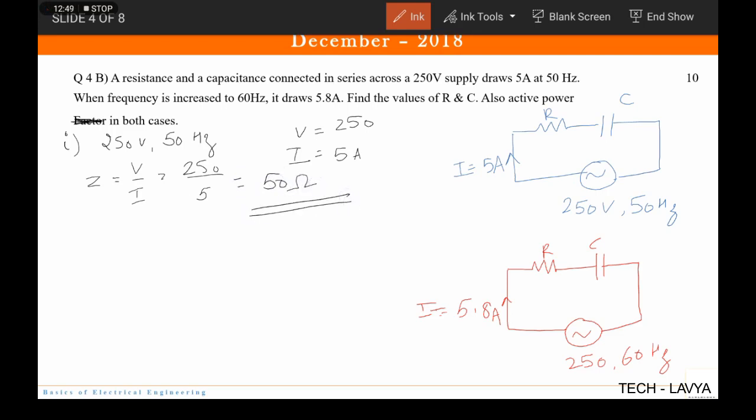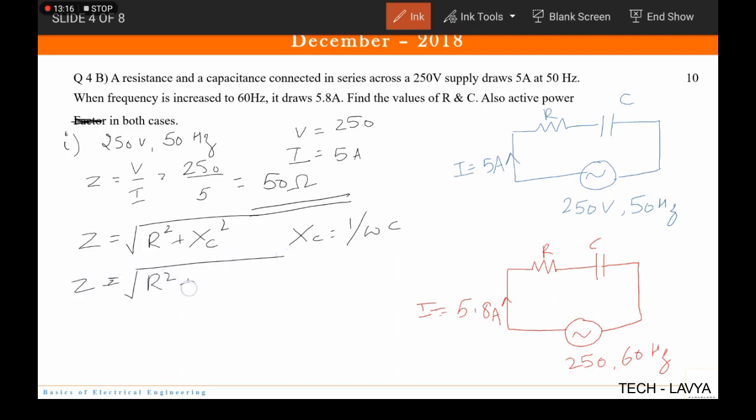Now if you have a series combination of R and C, then how are we going to calculate Z? I'm talking about the magnitude, right? So it will be the square root of R squared plus XC squared, right? So I will further solve it because I know that XC is equal to 1 upon omega C. So I will place this value. It becomes R squared plus, what is omega? 2 pi F. So I will write the value.